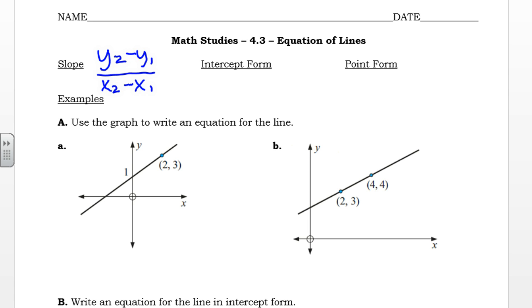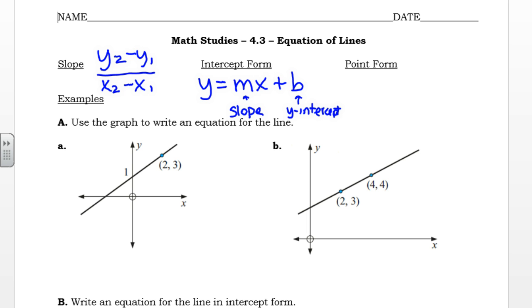Intercept form is the form that I think most students remember. y equals mx plus b. Now m is the parameter that we label slope, and then b is the y-intercept. Sometimes this is called slope-intercept form because we have the slope and we have the y-intercept.